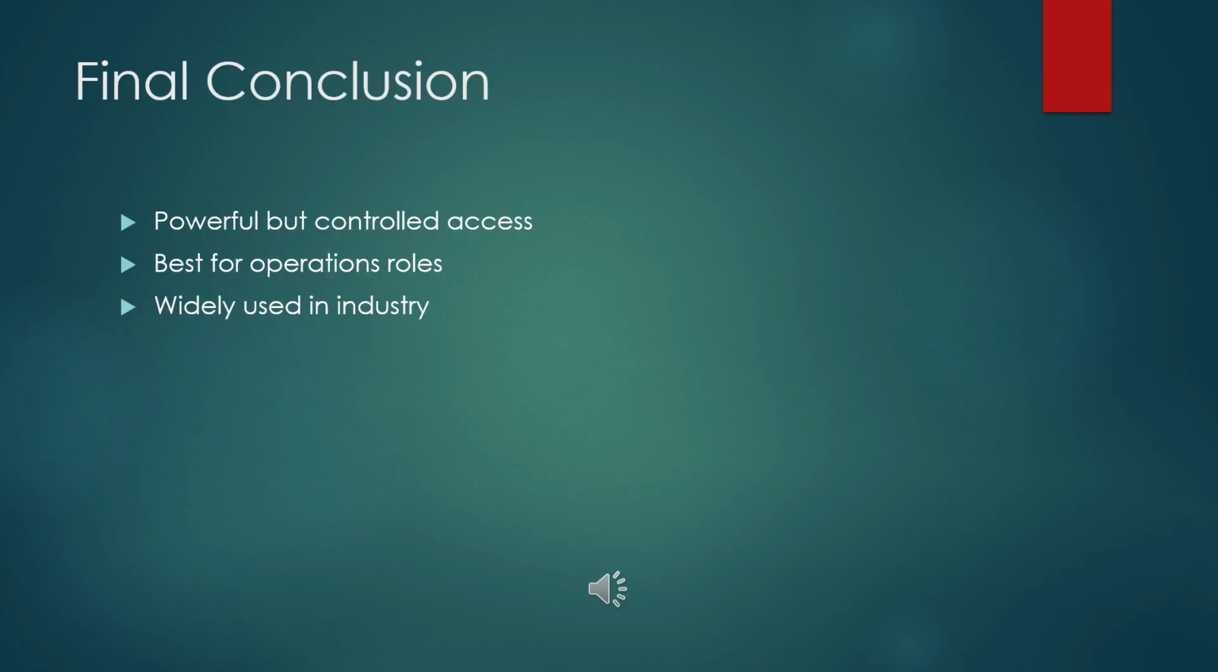To conclude, the System Administrator Policy is one of the most important policies in AWS. It gives powerful access but keeps security in mind. It is widely used in companies for daily operations. If you are preparing for a cloud or DevOps career, you must understand and practice using this policy. This will make you job ready and help you work in real-world environments confidently.